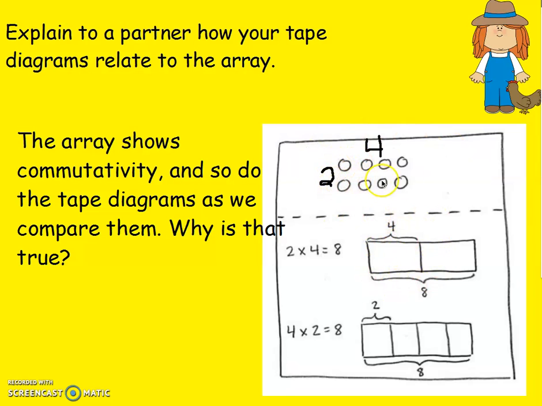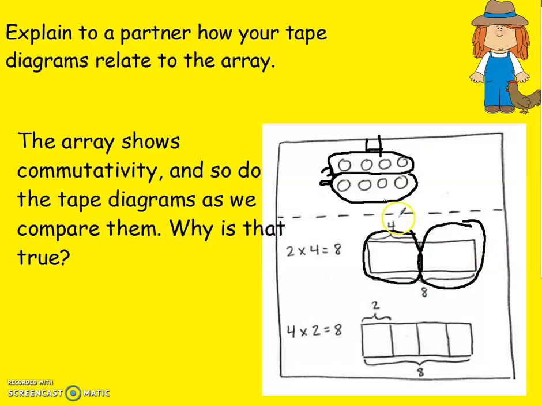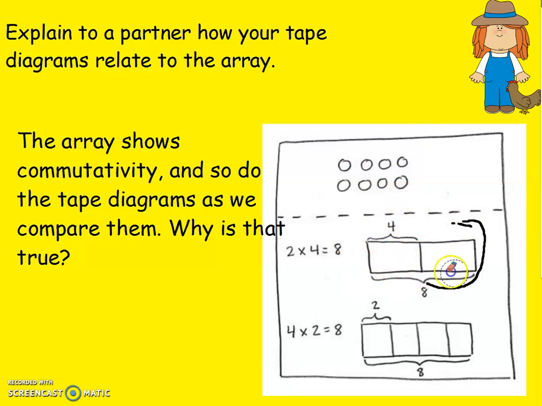We have 1, 2 rows, and we have 1, 2 groups. So if we look at it like this, 1 group, 2 group. We have 2 groups of 4, and if we look at it over here, we have 2 groups of 4. So we have 2 groups of 4. So that's how we would show that one for this model.